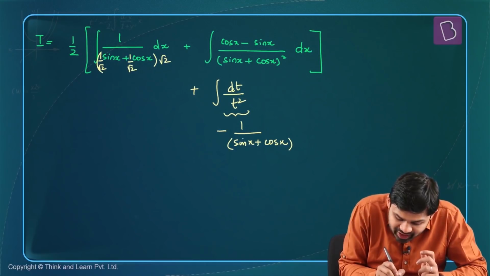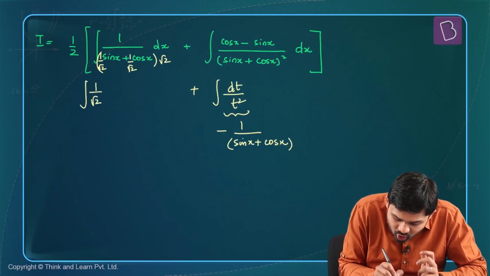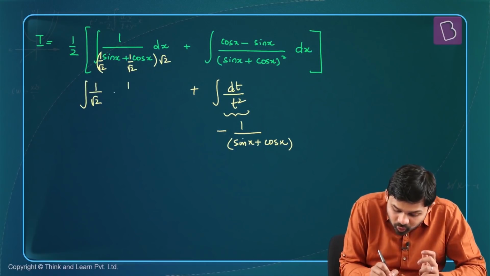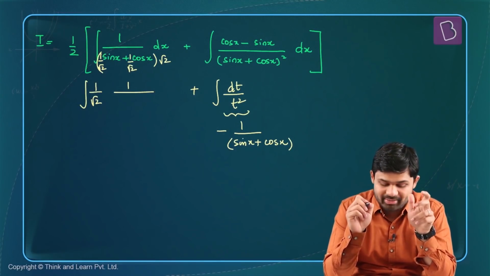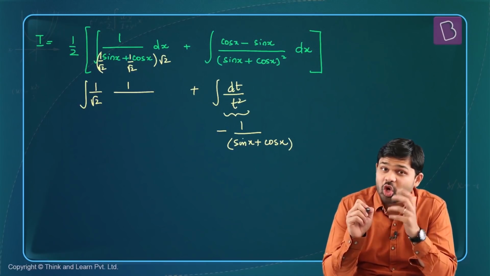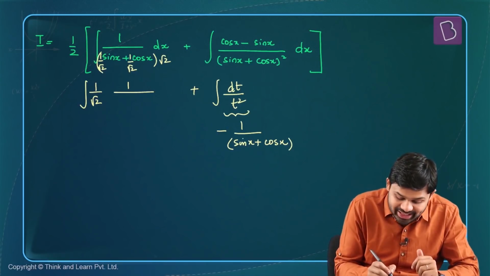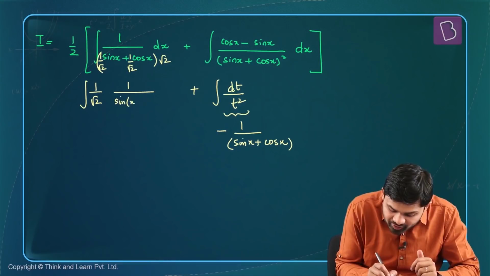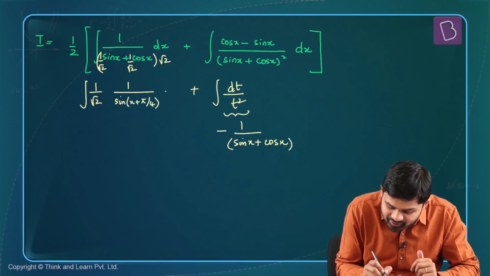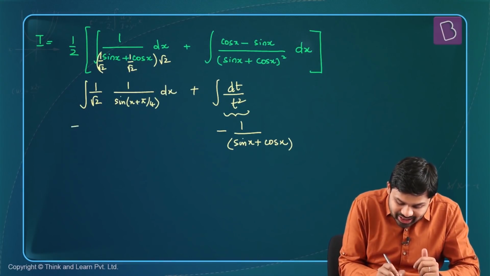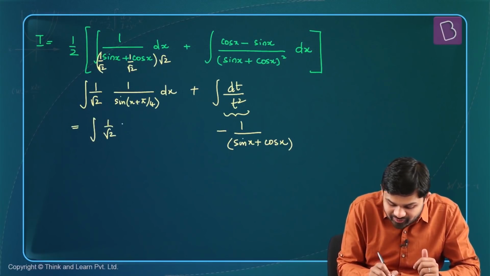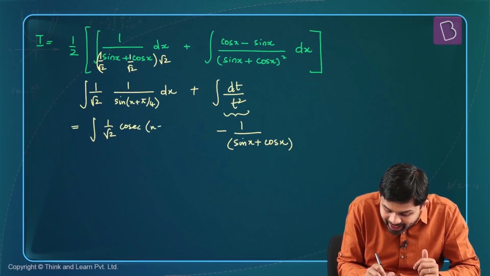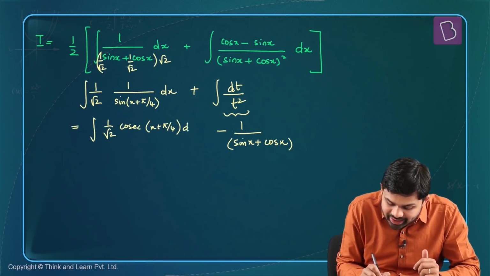So now you have the integral of 1 over root 2, and 1 over root 2 is cos pi by 4, and 1 over root 2 is also sin pi by 4. So I can write this as sine of x plus pi by 4 dx. So this is nothing but the integral of 1 over root 2, well, you have a cosecant of x plus pi by 4 dx.